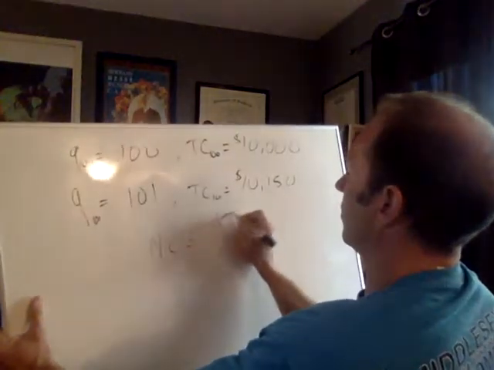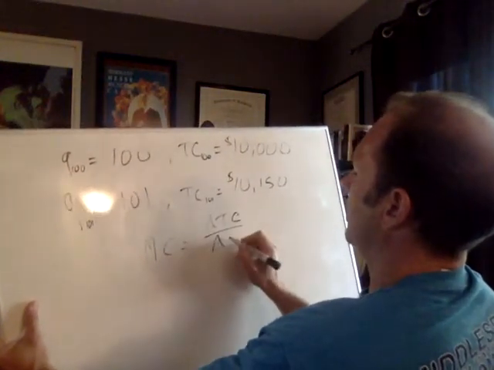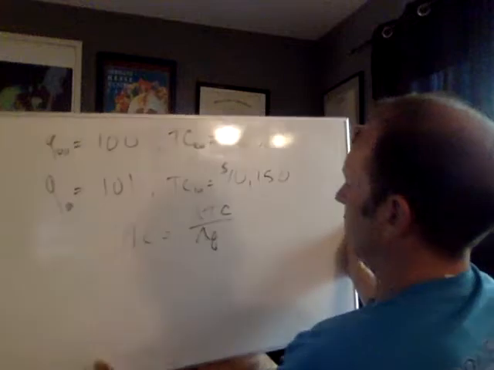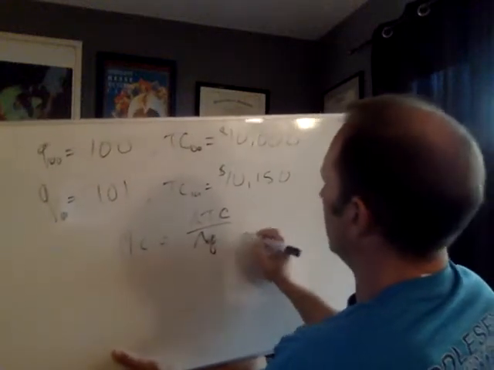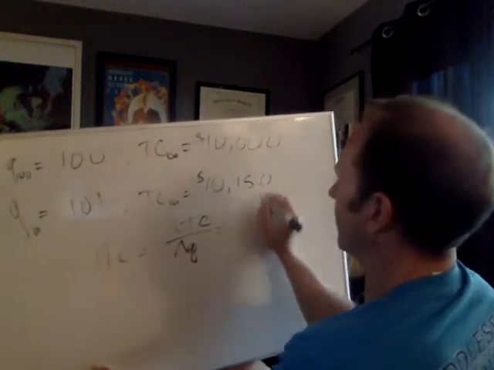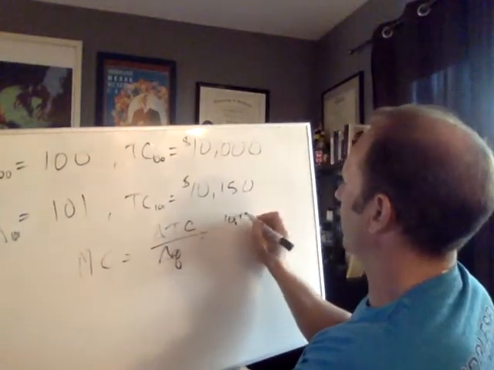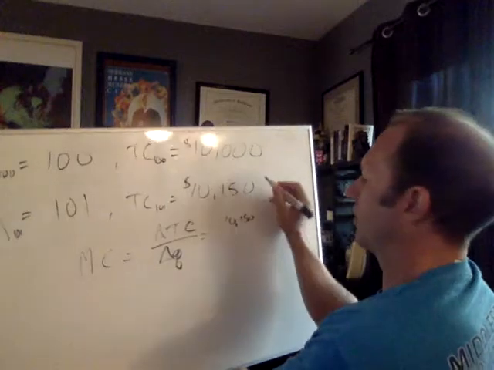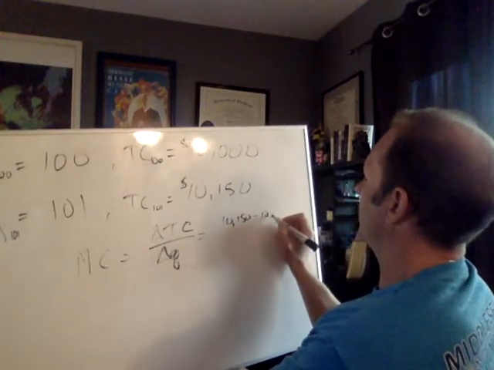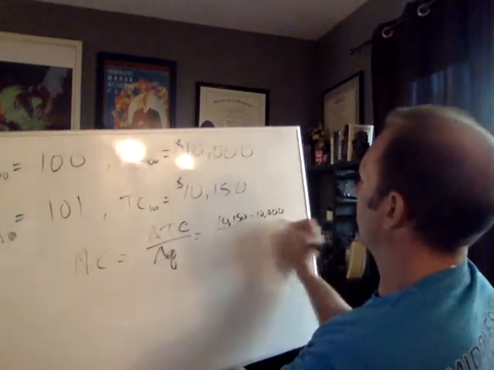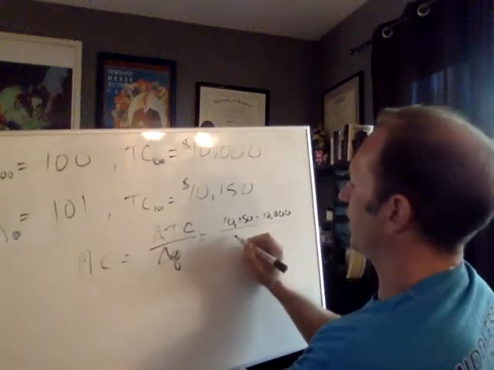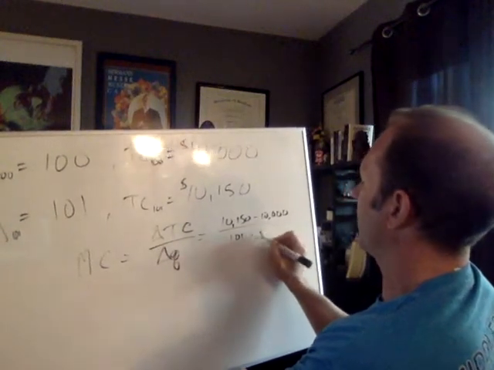The math that you did there, if we want to write it out, marginal cost is equal to the change in total cost over the change in quantity. The change in total cost is new minus old. The change in anything is new minus old. So 10,150 is the new total cost, 10,000 was the old total cost. The change in quantity was 101, the new quantity, minus 100.